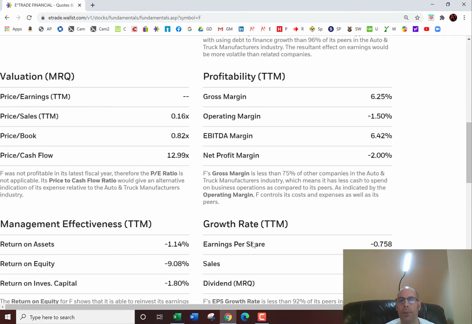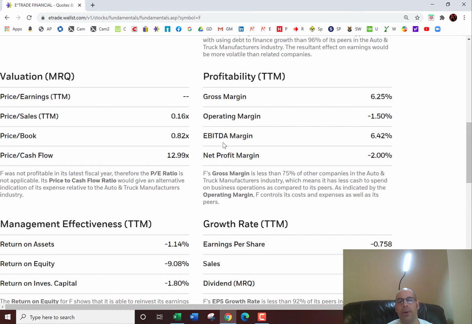Next is operating margin, which is negative 1.5%. That's operating earnings over revenues. And this includes variable costs like wages and raw materials, but it doesn't include interest payments and taxes. And you can see after operating their business, they're losing money. So they don't have much money left over to pay its debts, and it's not going to probably have any taxes because it's losing money.